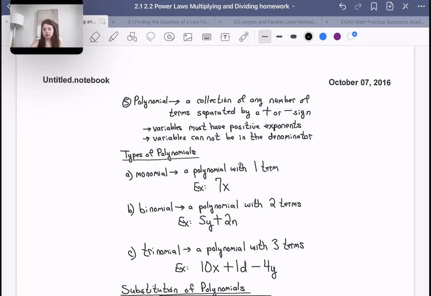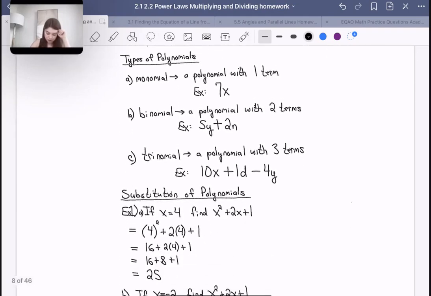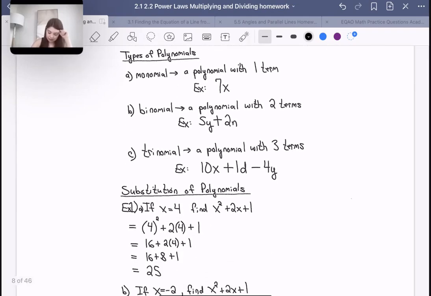So let's start with types of polynomials. We have monomials, which are polynomials with one term, like 7x, right? This term has two parts to it. It has a coefficient and a variable, but this is still just one term, 7x. There's no plus or minus or anything. The second one is a binomial. It has two terms. Here we have 5y, which is a term with a coefficient and a variable, and then we have plus 2n. So these are two terms, whereas this one is just one term.